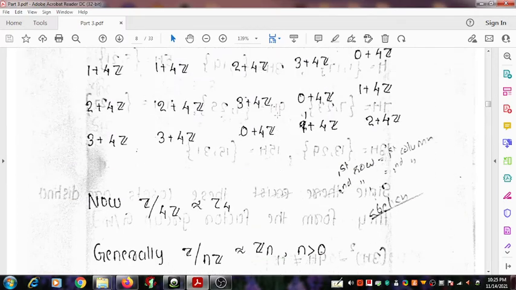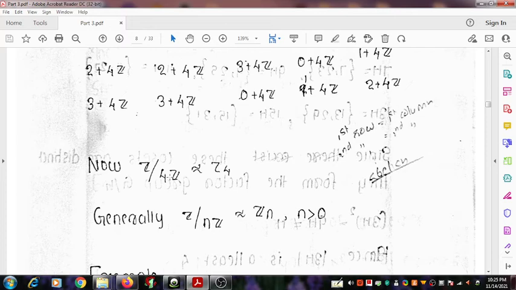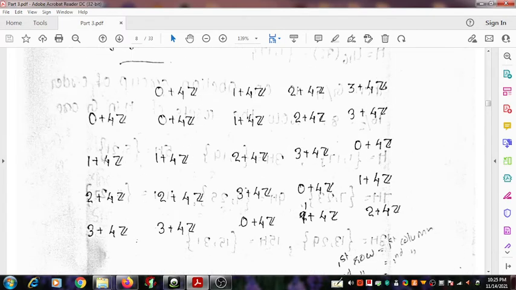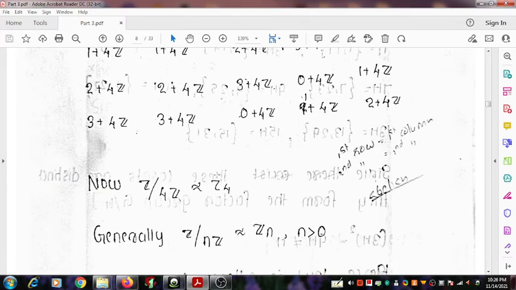Therefore from this discussion it is clear that the quotient group Z bar 4Z behaves exactly like the group Z4. It's because there are only 4 elements, and these 4 elements show exactly the behavior of the set Z4. This Z4 is a group that you are familiar with.